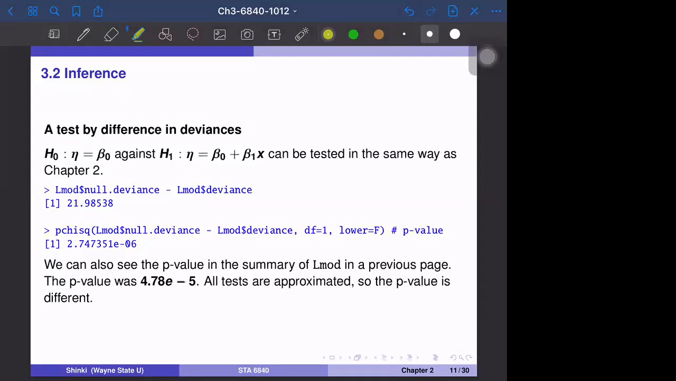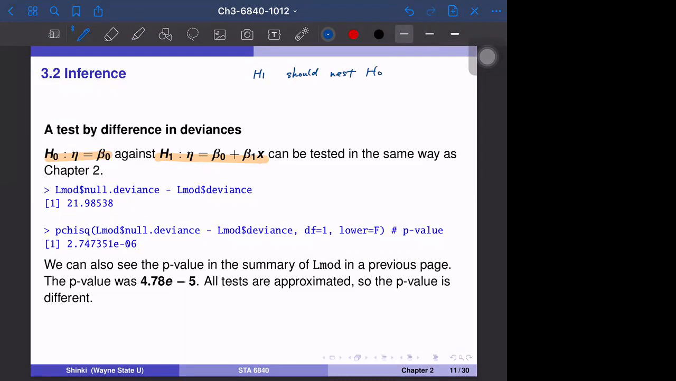Hi, the second test in 3.2, a test by difference in deviances. So now we compare a smaller model and a larger model. The smaller model here is just the null model, so H0 is eta equal to beta naught, and H1 is eta equal to beta naught plus beta 1 x. In general we can set any model, but at least H1 should nest H0. That is the only condition.